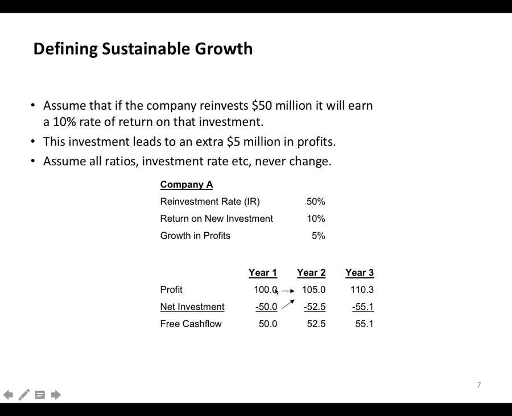I get $100 million of core profits. I get $5 million on my new investment. I get $105 million next year. I'm growing 5%. My profits are growing 5%. Everybody see that? That's the mechanics of what's going on. Here's the shortcut. The shortcut for what we will call G, little g, also known as the sustainable growth rate, equals the investment rate times the ROIC. Investment rate is 50%. My return is 10. 10% of 50 says I can sustainably grow at 5%.